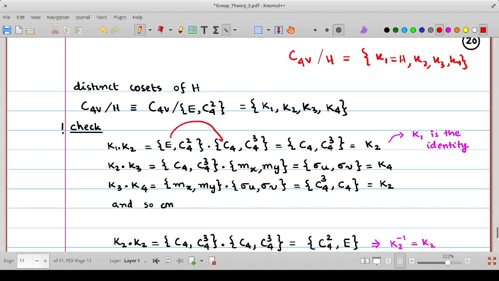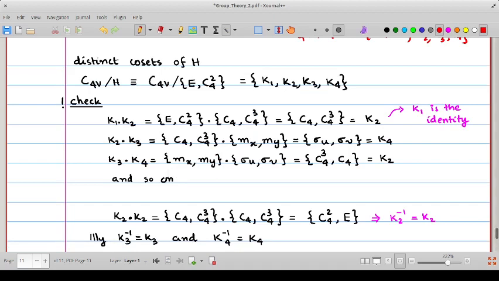So first, E times C4 is C4. Then E times C4 cube is C4 cube. And C4 square times C4 is C4 cube, but I have already written that here once. Now C4 square times C4 cube is equal to C4 to the power 5, which is C4 to the power 4 times C4. C4 to the power 4 is identity, so this is simply equal to C4. That is already written there. So this product is simply C4, C4 cube, which is K2. And we already knew this because K1 was the identity.